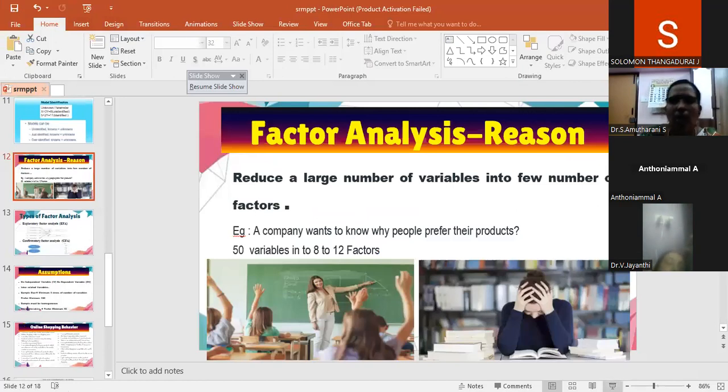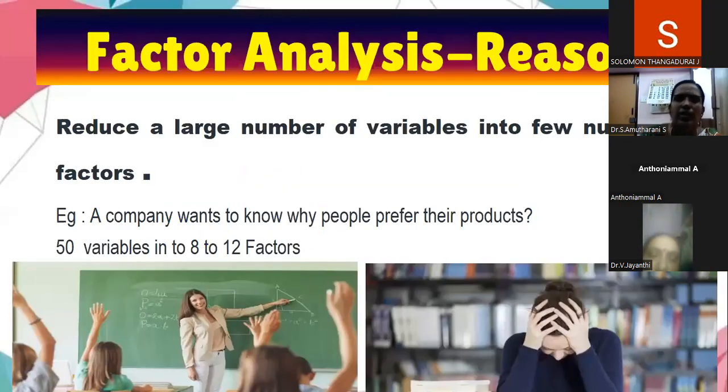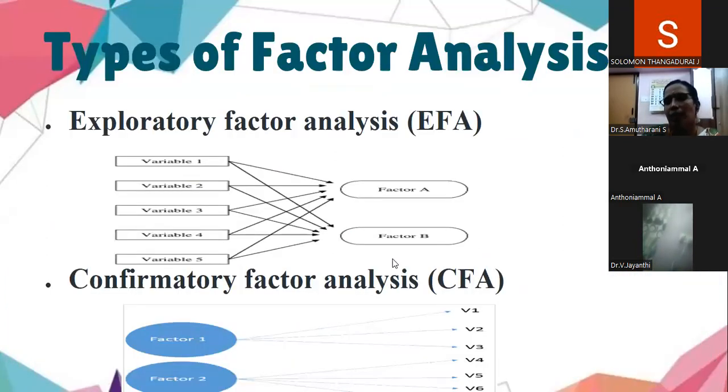So first you have to understand what the purpose of factor analysis is. When a researcher has a large number of variables, he wants to reduce them into meaningful factors. At that time, he can use factor analysis. There are two types of factor analysis: one is exploratory factor analysis, another is confirmatory factor analysis.